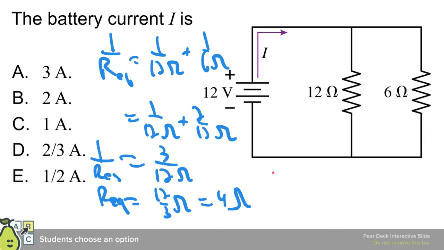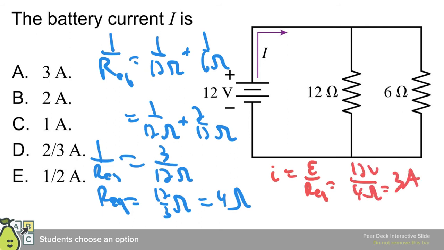Not what they asked for, though. They want the current, and the current will be the EMF over the equivalent resistance, so it will be 12 volts over 4 ohms, or 3 amps.